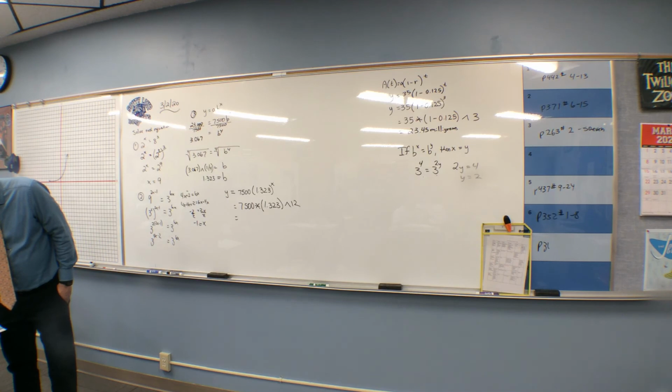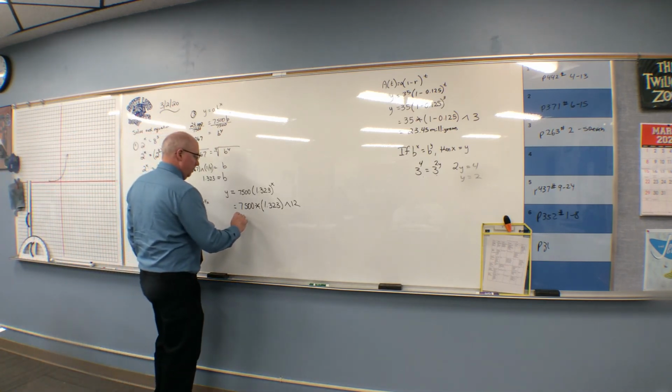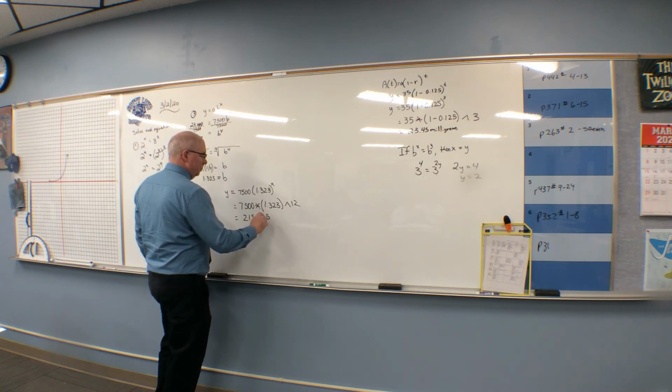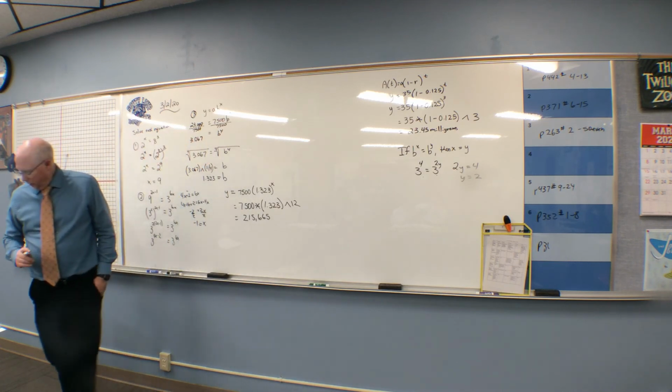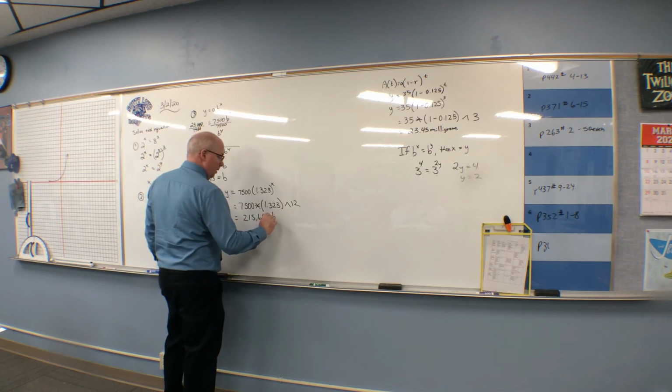They got 215,665. If you round it up, what was it? What did I say? 215,665. And what would that be? How do we label it? Bacteria cells.